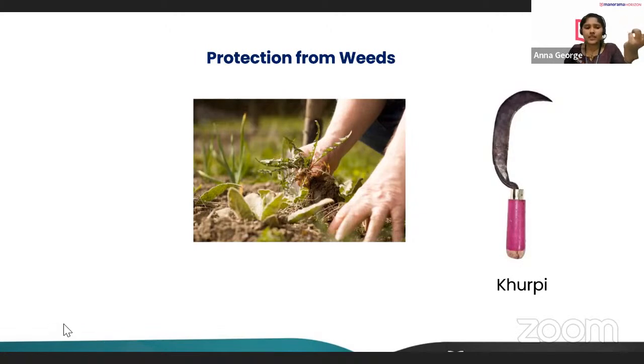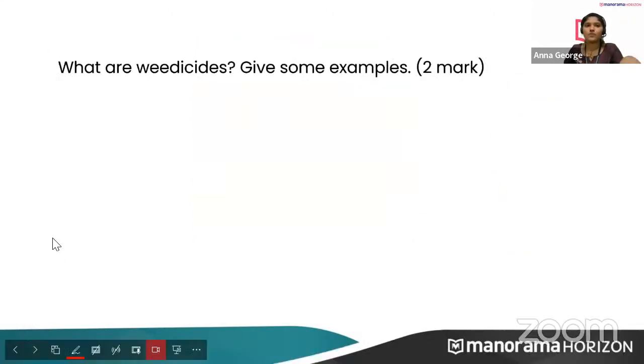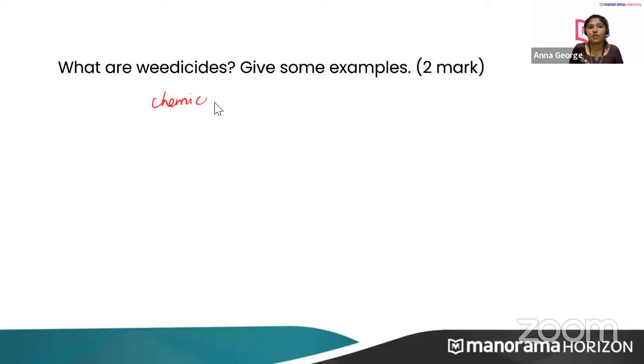And there is some other thing also: weedicides. What are weedicides? Give some examples. We have seen a tool that is operated manually. There are also some chemicals to remove these weeds. They are called weedicides, the chemicals used for weeding. What is weeding? The removal of weeds. That is called weeding. So the chemicals used for weeding are called weedicides. And there is an example, 2,4-D.